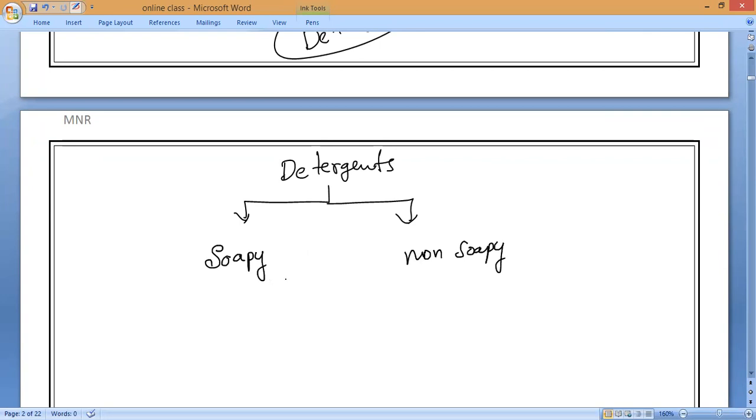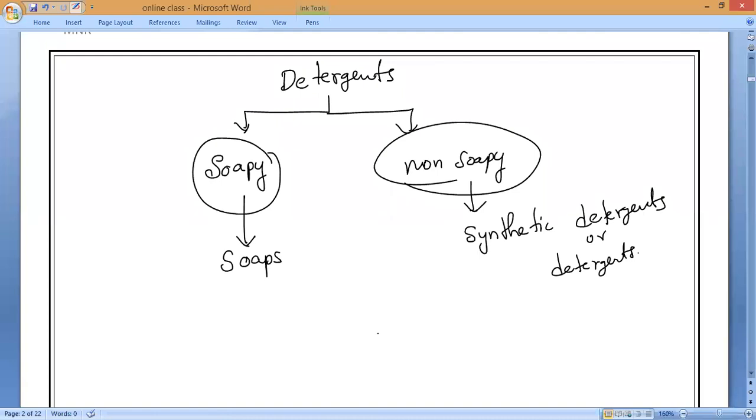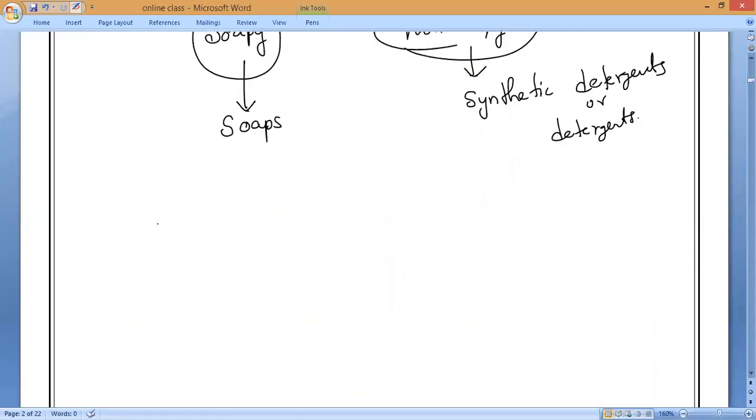In our daily life, what do you mean by soapy detergents? They are simply called soaps. And non-soapy detergents, we call synthetic detergents, or we can just say detergents. Are you clear, everybody? We will discuss soaps and detergents one by one in detail, how they are formed and all. So let us start with the first, soaps.